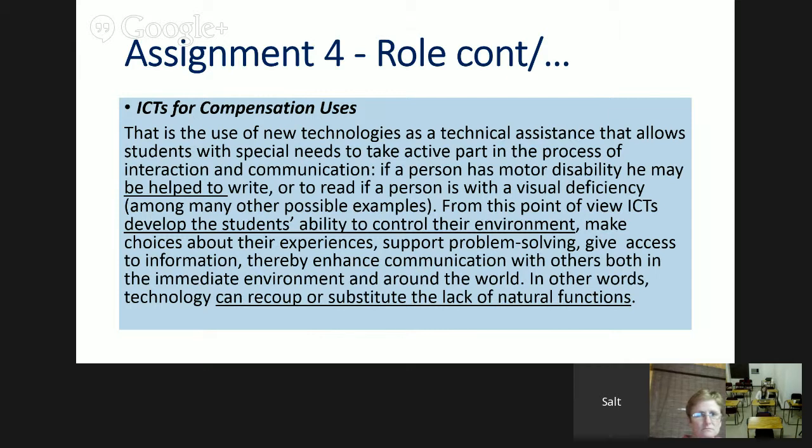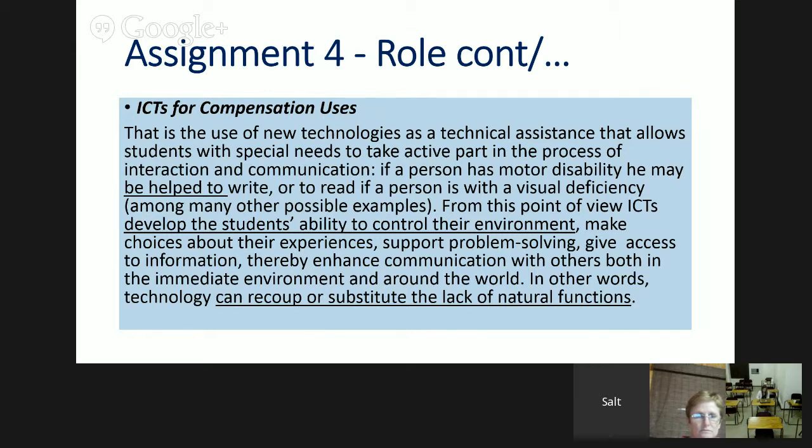It's also to basically recoup or substitute the lack of the so-called natural function. So look at perhaps children with lack of mobility, etc. Obviously, this would not apply to every category of learning disability. So once again, it becomes a very difficult task for the teacher to look at which would be the most effective in a class. But also remember, this category covers all the learning disabilities.